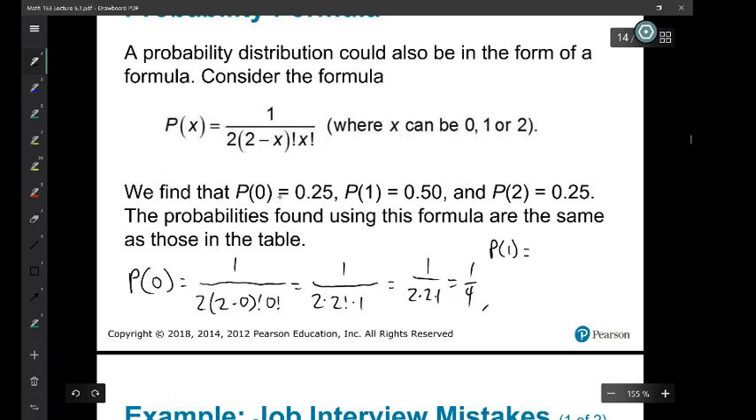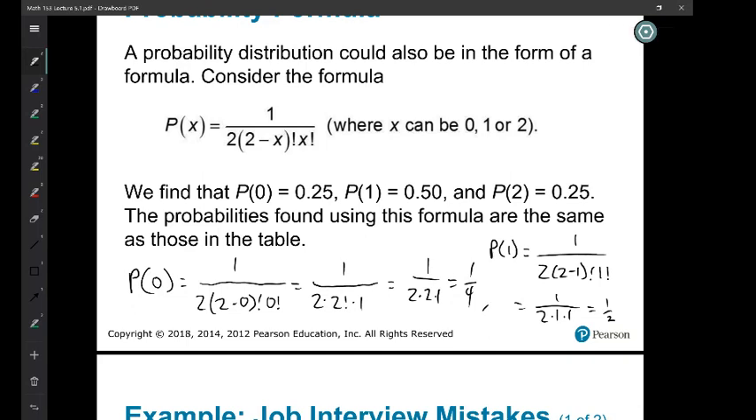P of 1, plugging 1 in for x, we have 1 over 2 times (2 minus 1) factorial times 1 factorial. 2 minus 1 is 1. We have 1 over 2 times 1, which is 1/2. No coincidence, P of 1 is equal to 0.5. And you can verify plugging 2 into this formula would get you 0.25. So this formula encapsulates our probability distribution above.